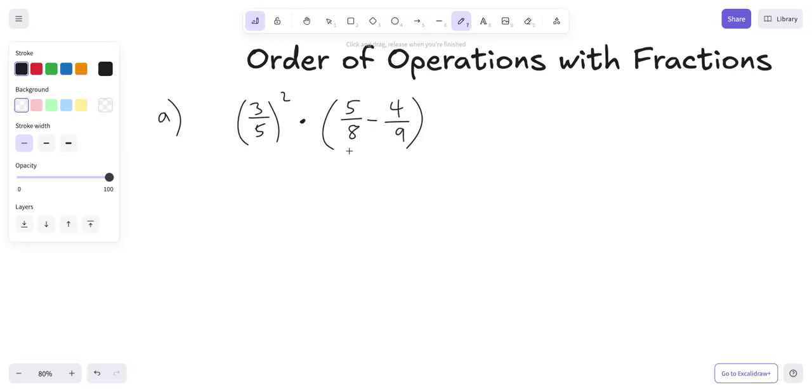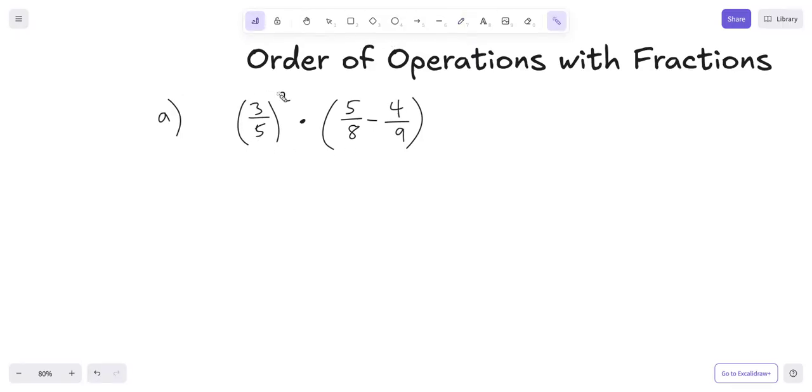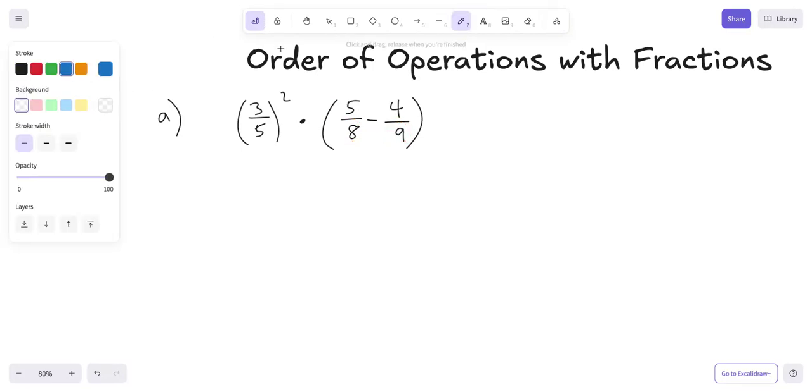Let's start. Here we have exponent, multiply, subtraction in the parentheses. So I'm going to do the subtraction in parentheses first. My denominators are 8 and 9, so I need a common denominator, which is 72. 5 times 9 is 45, and 4 times 8 is 32. If I subtract, I'm only subtracting the numerators, so that's going to be 13 over 72.